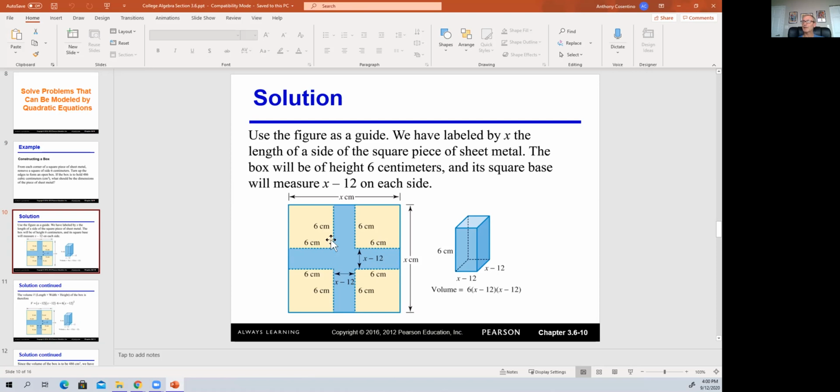And how do we calculate that? Well, if this distance is X, the whole side, and we cut out 2 corners of 6 centimeters each, 6 and 6 is 12, right? So what we have left is X minus 12 for the bottom. And so the box configuration would look like this, where we have the length and the width and the height.